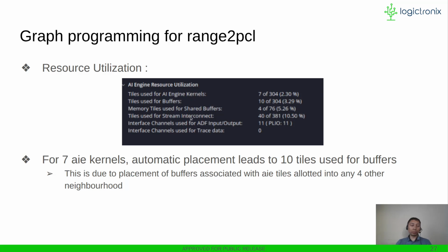So if you view the resource utilization of this graph along with the graph visualization part, you will also get a report of how many tiles are occupied by your graph. Like your 7 compute tiles are occupied, and apart from that 10 tiles are occupied for buffers, and for memory tiles 4 memory tiles are utilized, and for interface other counts are there. So due to automatic placement, buffers are not allocated at the same location where compute tiles are assigned. So due to this, more tiles will be utilized.